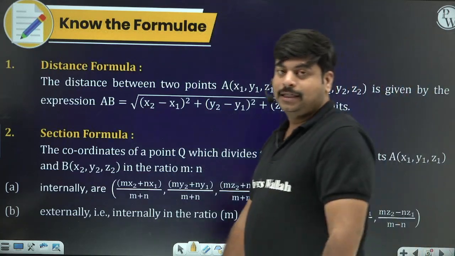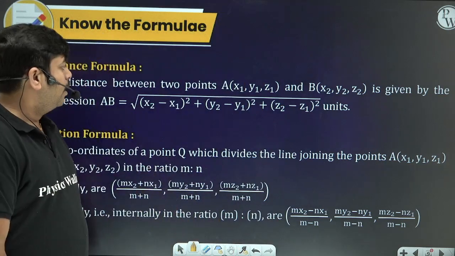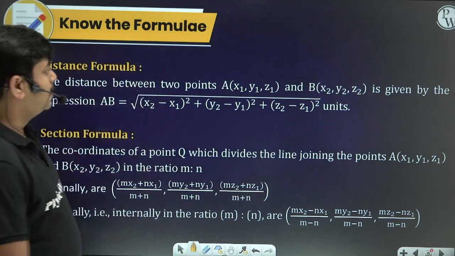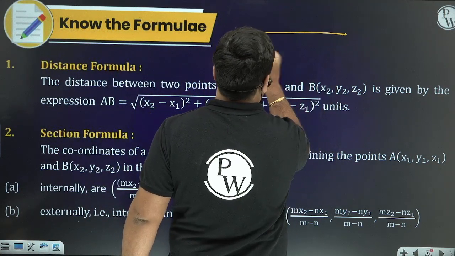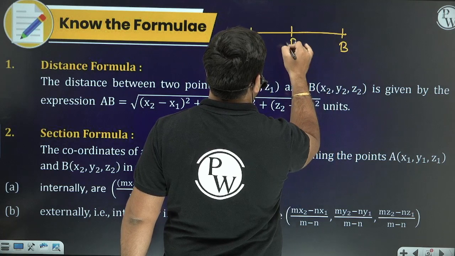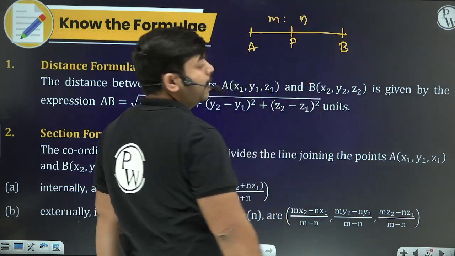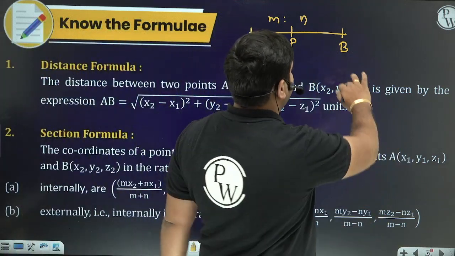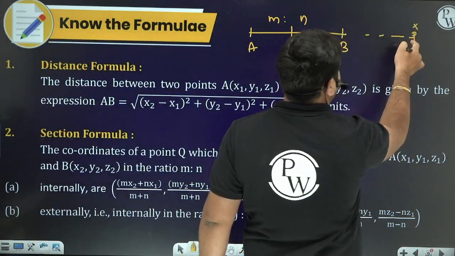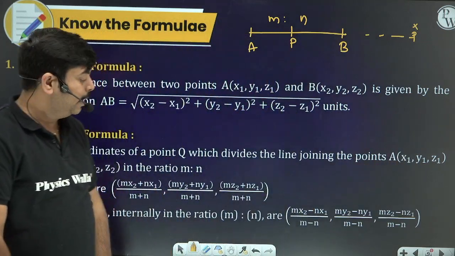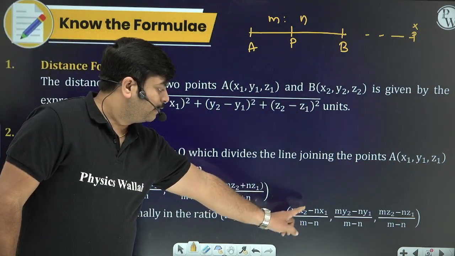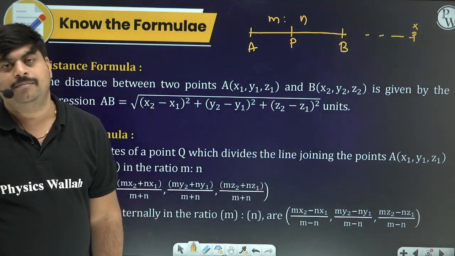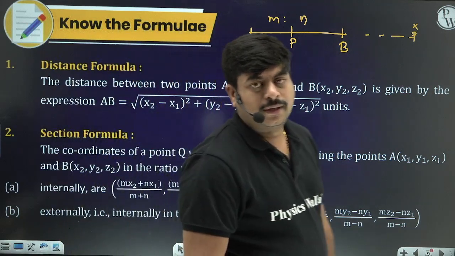Again, the distance between two points and the section formula, you know that: internal division, external division. When we have two points A and B, and want to find a point P which divides in the ratio M is to N, you can use the section formula. But the point will not always be on the line segment AB. It may be in the exterior region as well. So, to get this P, we need to use the external division formula: MX2 minus NX1 by minus N, comma MY2 minus NY1 by minus N, comma MZ2 minus NZ1 by minus N. Understood? Clear, everyone?